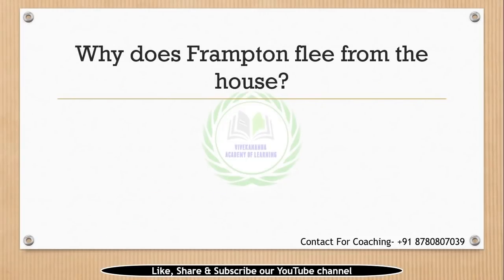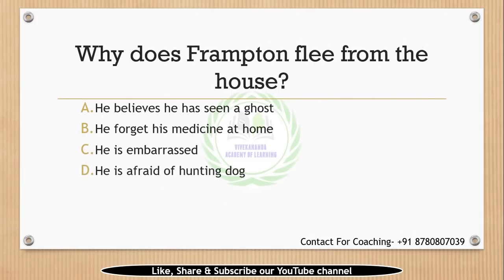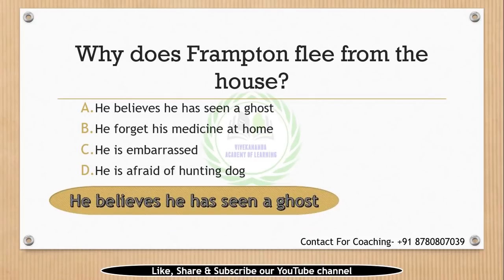Next question. Why does Frampton flee from the house? Options are A. he believes he has seen a ghost, B. he forgot his medicine at home, C. he is embarrassed, D. he is afraid of the hunting dog. So the correct answer is he believes he has seen a ghost.